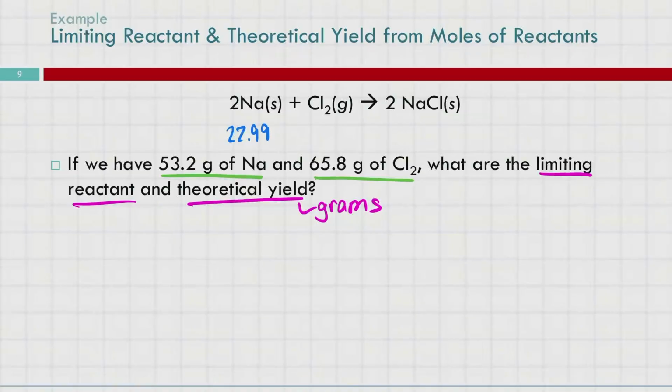If I'm remembering correctly, sodium's 22.99, chlorine is 70.90, and sodium chloride, I'm not going to do that in my head, is 58.44. These all have units of grams per mole. So the number part goes with the grams, and that's per 1 mole.